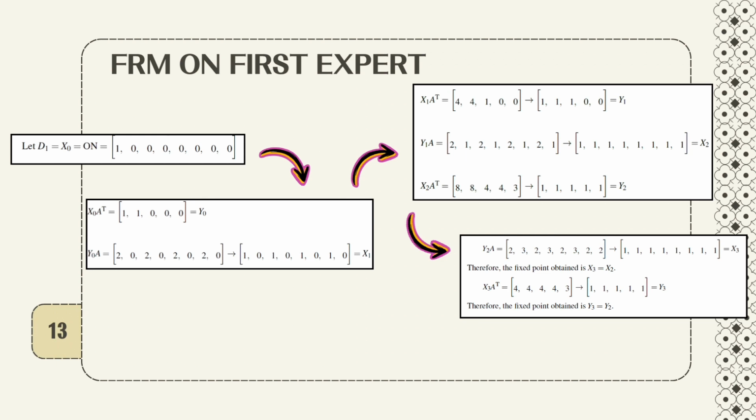After we get Y0, we need to multiply it with matrix A to get X1. The process will be repeated until we get the fixed point, which is when the matrix that has been calculated repeats the same matrix. So in this case, the fixed point is X2 because X3 equals X2, and likewise Y3 equals Y2.